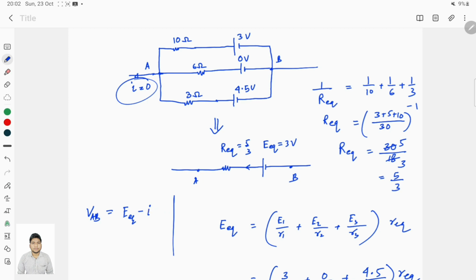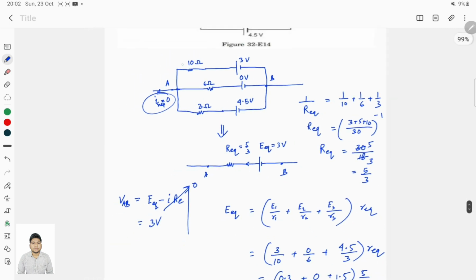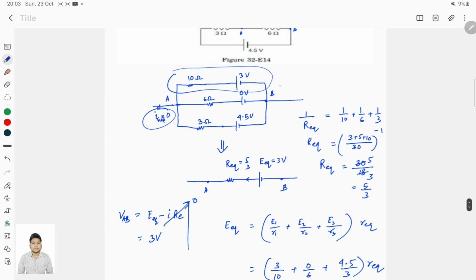So minus I into R equivalent is 0, because no net current goes outside, so E equivalent equals the voltage. VAB equals how much? 3 volt. If we take the upper portion and apply this formula, it is very easy. Again 3 volt minus 10I, if some current I is flowing, so 3 minus 10I equals VAB.